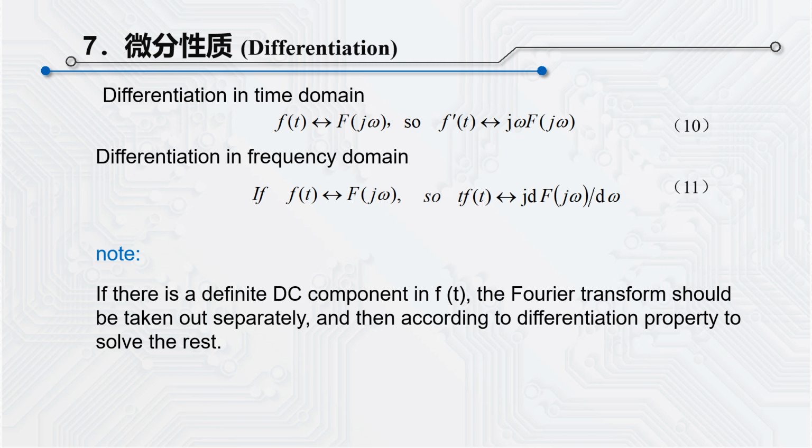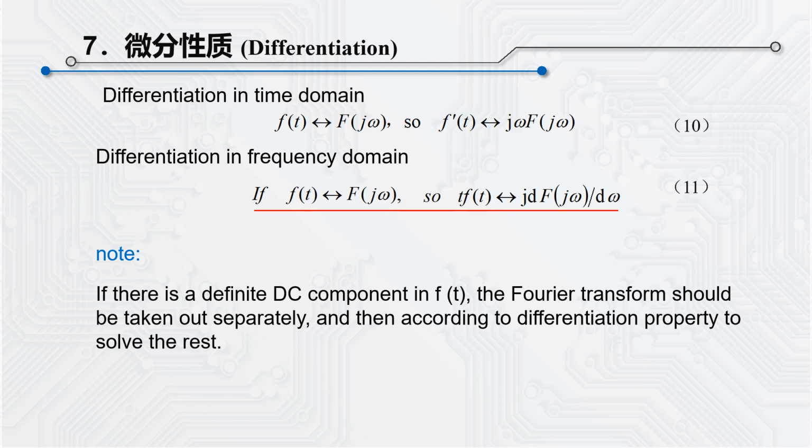Now let's look at differentiation. If a time domain signal f(t) performs first-order differentiation, its spectral density function satisfies Formula 10. That is to say, the original spectral density function is multiplied by j omega. As for the differentiation in frequency domain, if the time domain signal f(t) is multiplied by t, we can get the spectral density function j dF(j omega) over d omega.